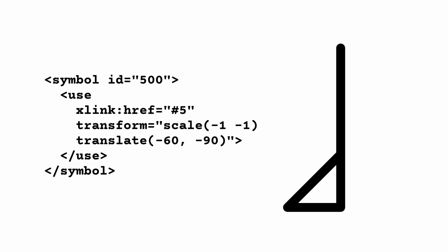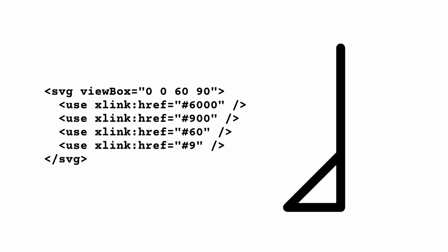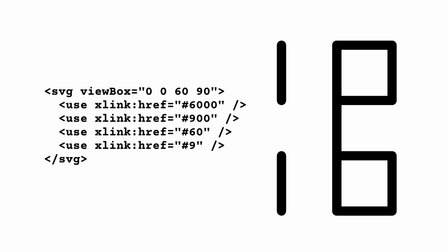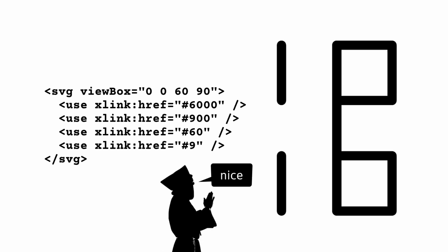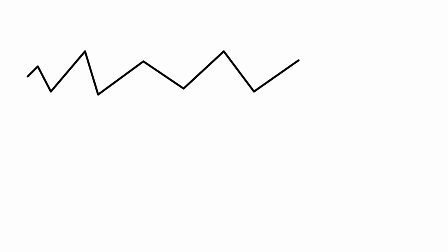Now to recreate any number between 1 and 9999, I just need to reference each component by ID inside another SVG. In this case, the number is 6969. Nice. Nice.